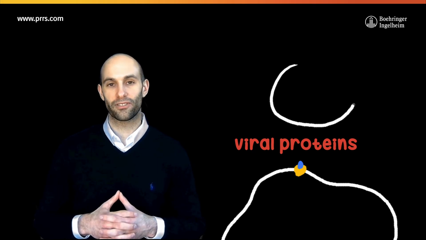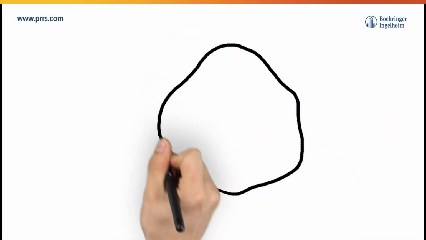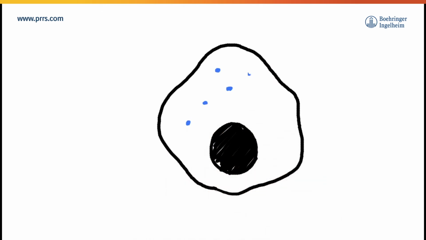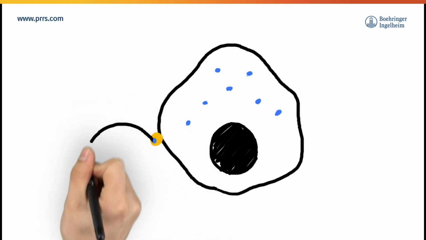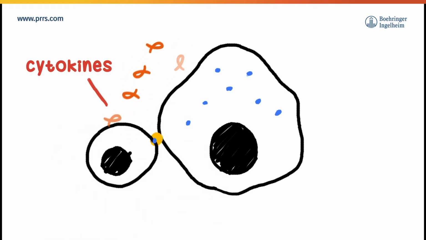T cells are lymphocytes that can recognize antigens that are within cells as they are presented to T cells via MHCs. It is through the recognition of these presented viral proteins and the subsequent secretion of cytokines, such as interferon, that T cells affect the immune response.